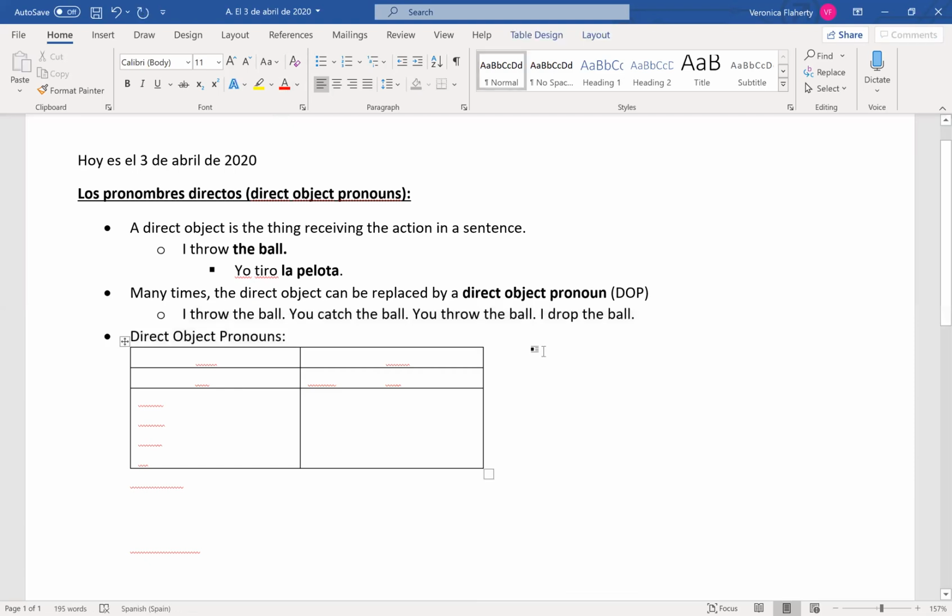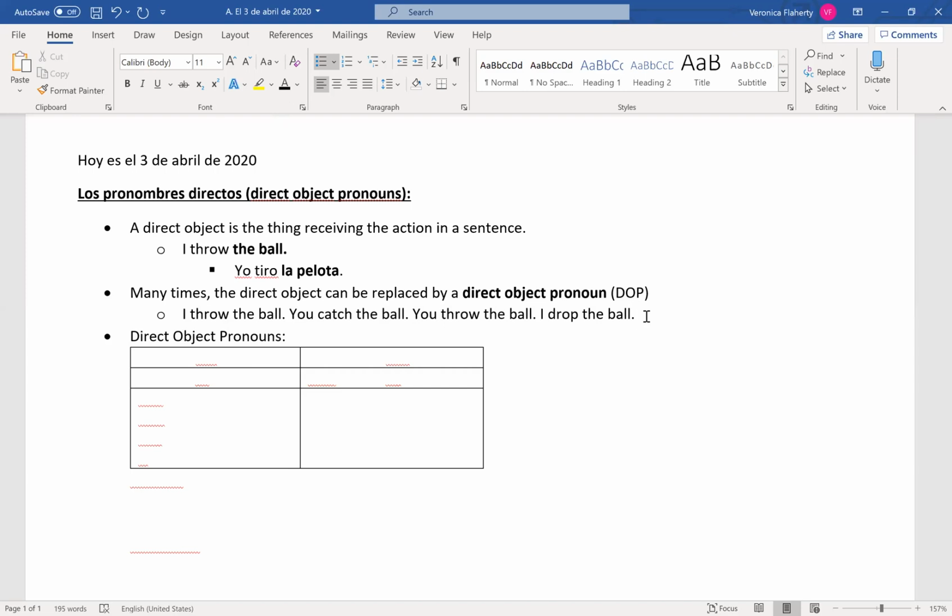I throw the ball. You catch the ball. You throw the ball. I drop the ball. In every sentence, we have the same direct object. What is it? The ball. And after the first one, we can just say it. I throw the ball. You catch it. You throw it. I drop it. We can now replace the ball with it because we know that the object is the ball.